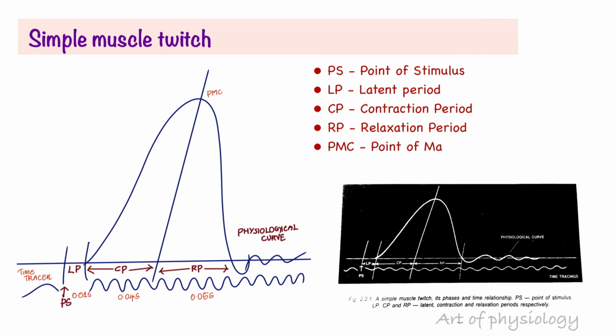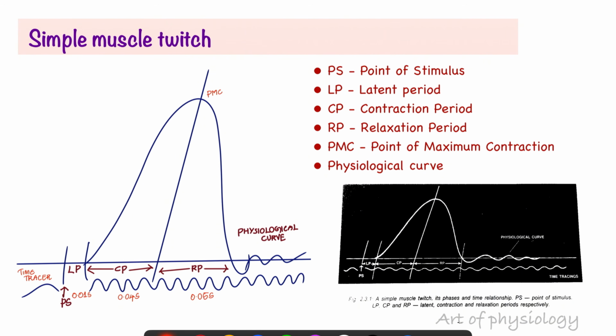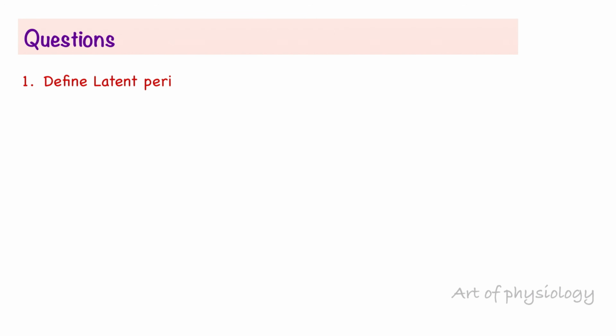PS is the point of stimulus, LP is the latent period, CP is the contraction period, RP is the relaxation period, PMC is the point of maximum contraction, and the physiological curve. That is nothing, it is coming because of the inertia of the lever. We'll see the important questions from this part.